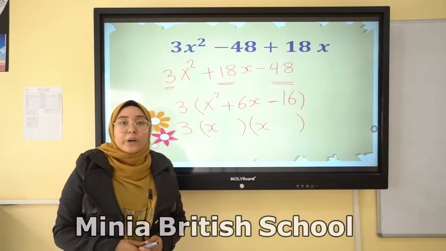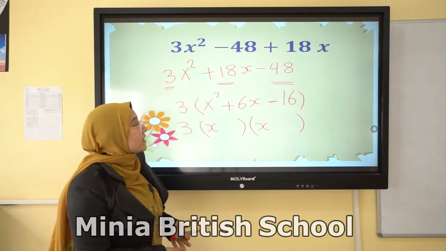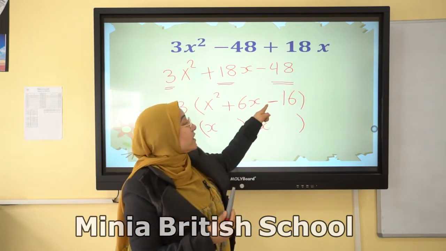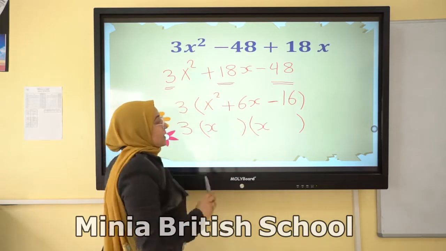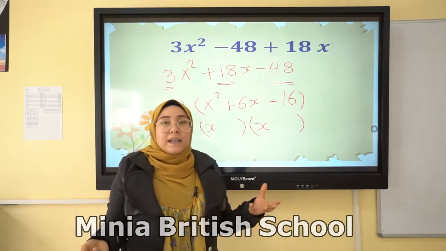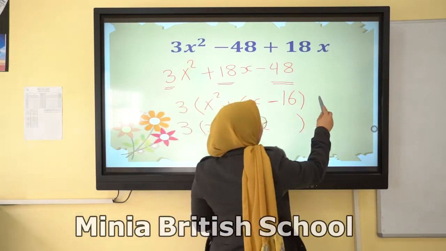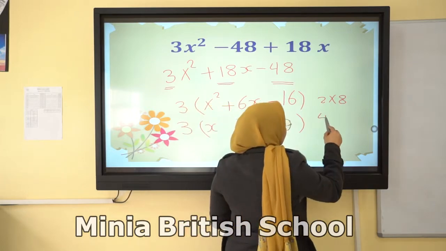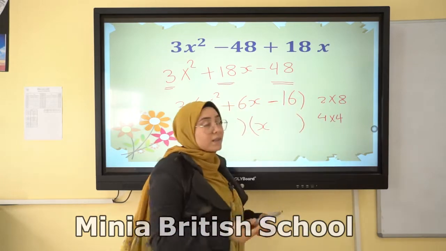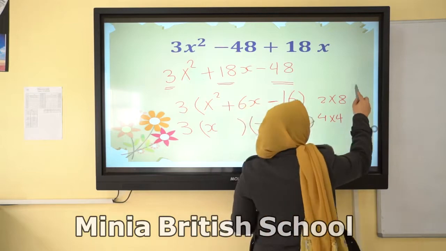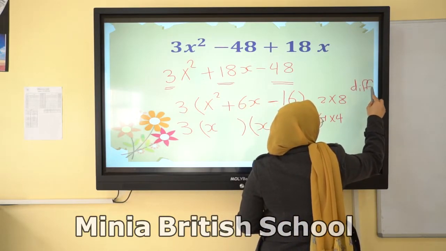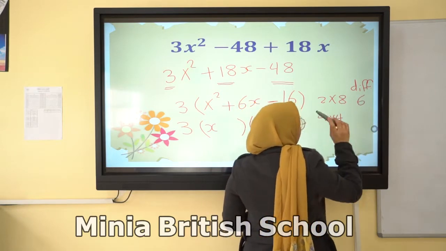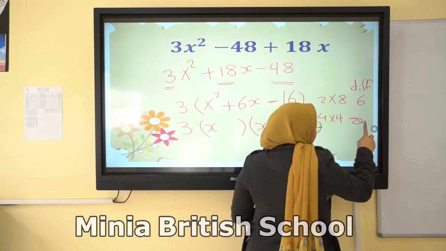Think about or search for two numbers whose product equals 16 and their difference equals 6. Okay, stay with me. Yes, 2 times 8 equals 16, and also 4 times 4 equals 16. But their difference: 8 minus 2 equals 6, but the difference between 4 and 4 is 0.